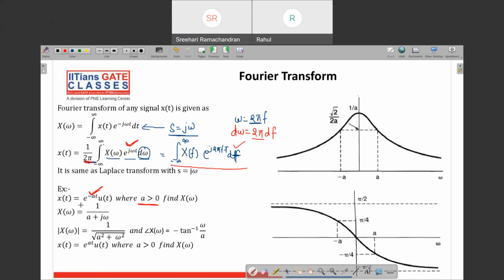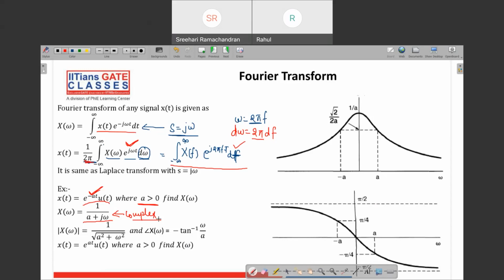So let's say we have a signal which is equal to e to the power minus a t u of t, and for this we want to calculate the Fourier transform. To calculate it, you put this signal in the formula. Once you calculate it, you will get this number: 1 by a plus j omega. Now this is a complex number, and since it is complex, it is going to have a magnitude term and a phase term.